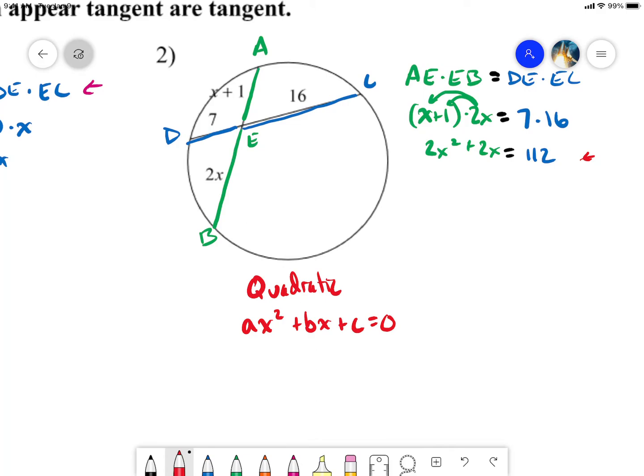Okay? So the first thing I need to do, though, is I need to get it into this form, right? What do we notice about this form? What's it equal to? It's equal to 0. Does this one look like that? Does our problem look like that yet? What do I have to do, Chris?